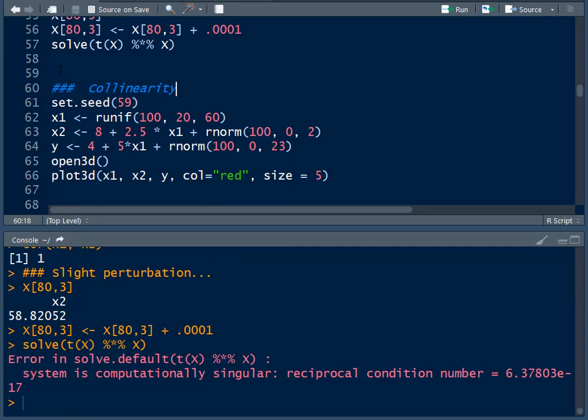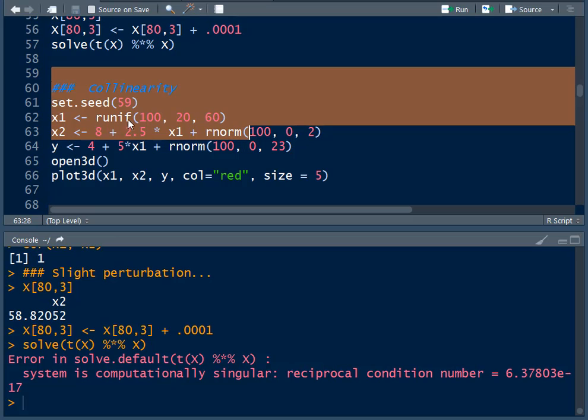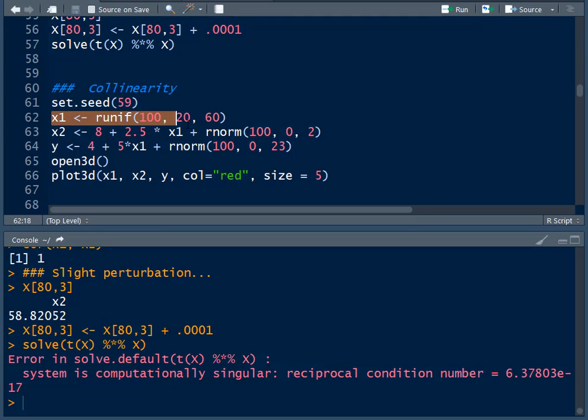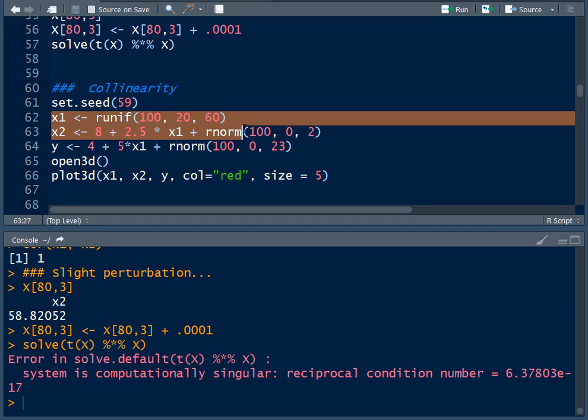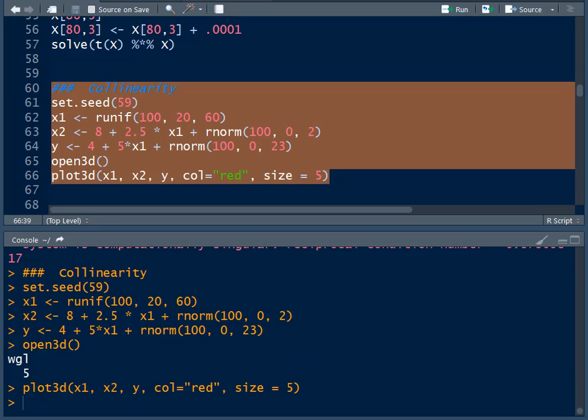So let's take a look at this next chunk of code. I'm going to perturb my x2 values now. I'm going to get some new x1 values. I'm setting the seed at 59. My x2 values are going to be, again, essentially a linear combination of the x1 values, but I'm going to perturb them each by a little bit more this time and take a look at what happens there.